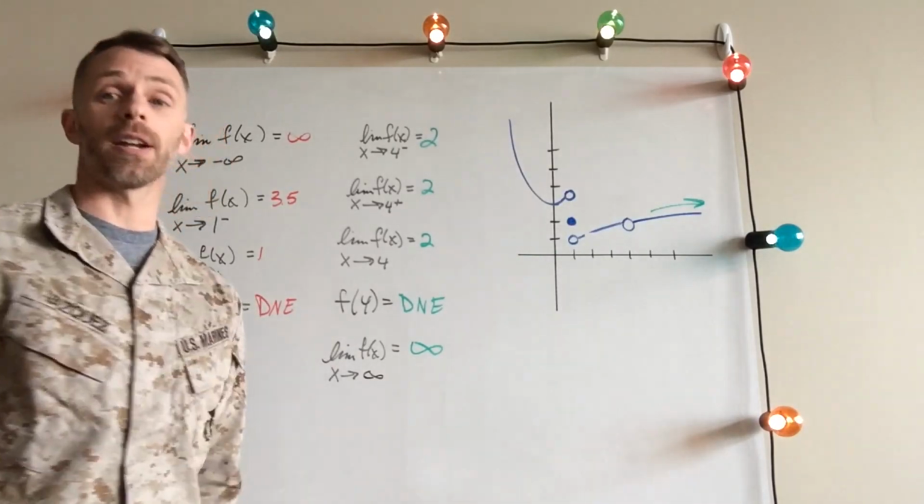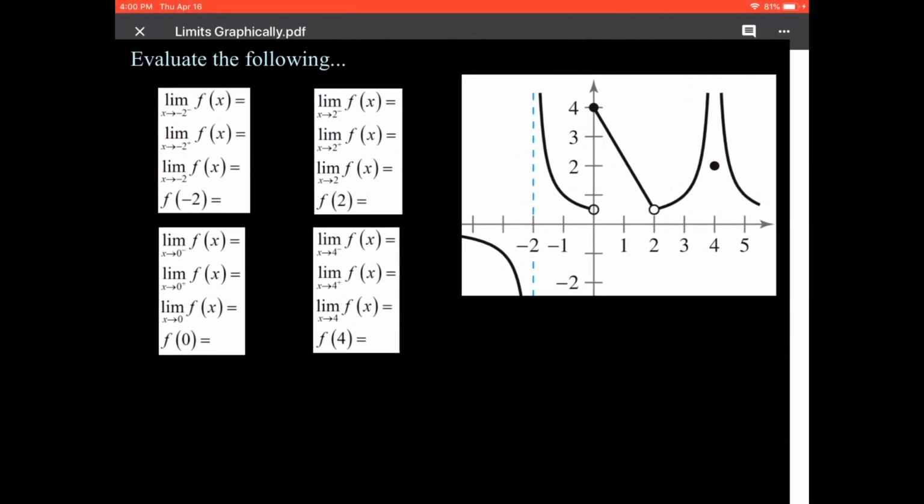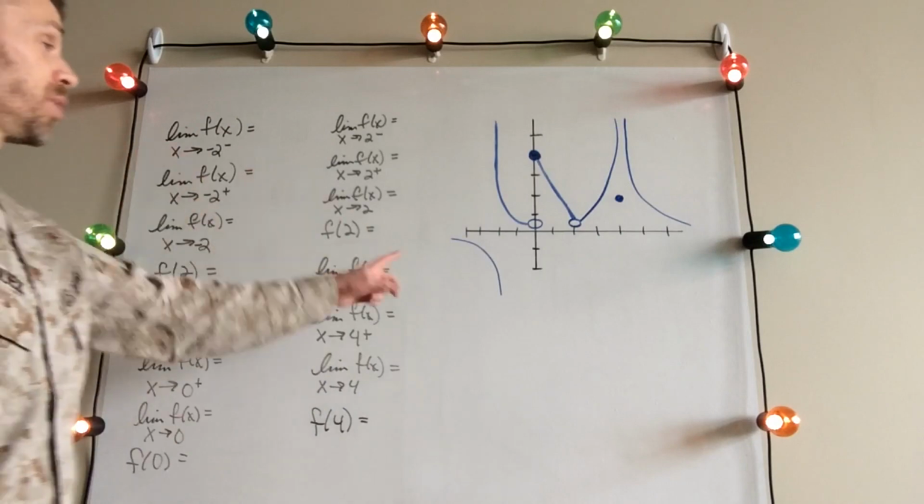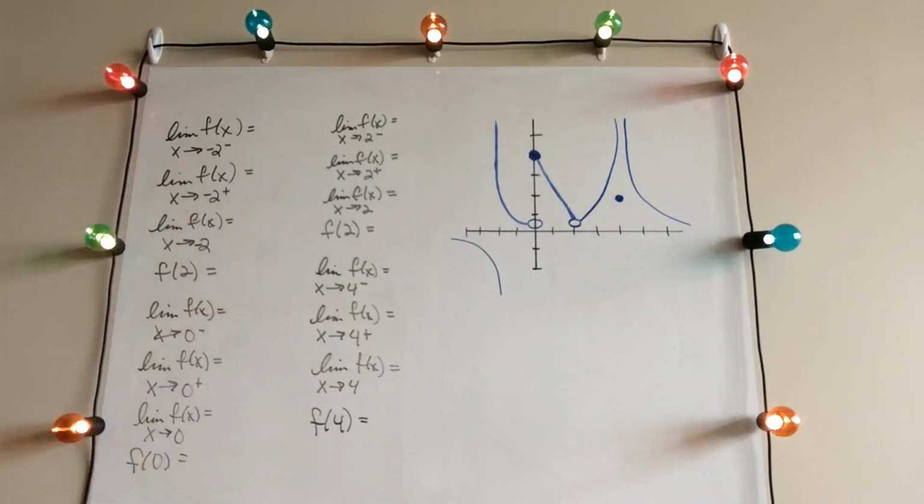All right, let's take a look at another one. So we've got another crazy graph, another piecewise function broken up into more than one piece, and then we need to take a look at what's happening at -2, 0, 2, and 4. All right, so we drew our graph, and then here is everything we need to take a look at.